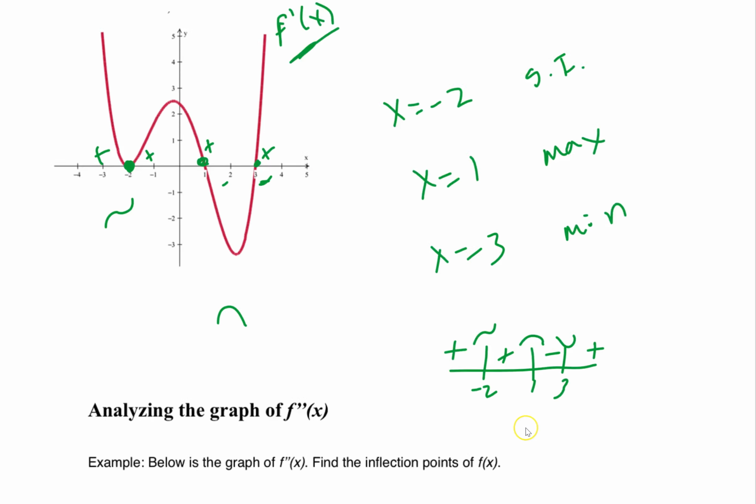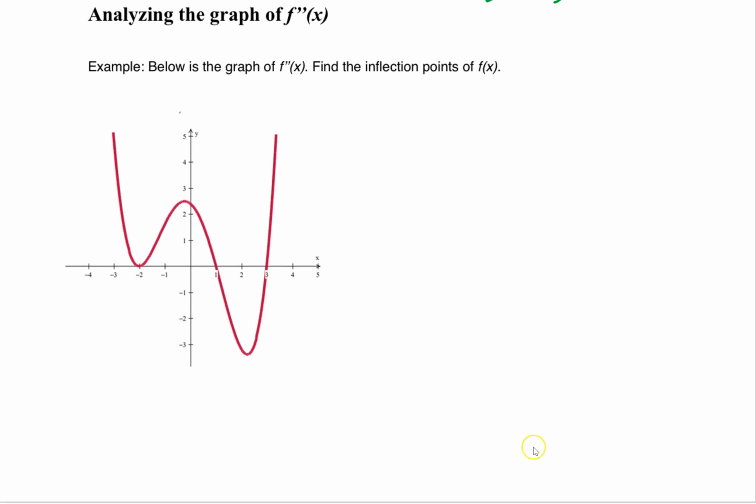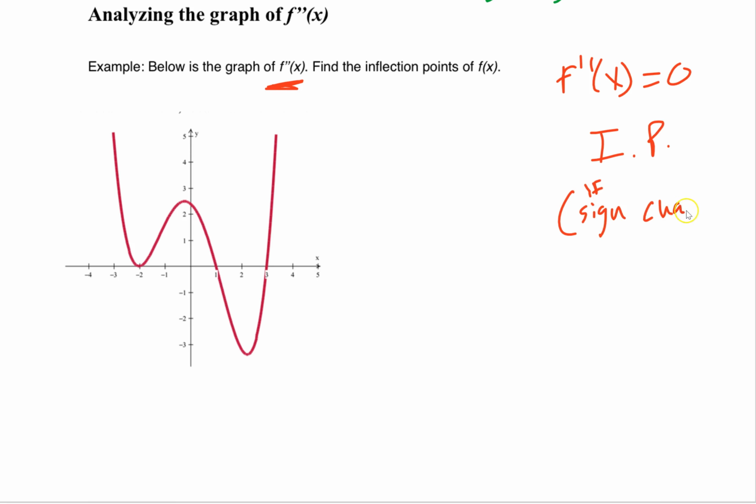Okay, one last thing. What if I give a second derivative of the graph, right? What's that going to tell me? Well, remember the second derivative? If it equals 0, it's an inflection point. But only if there's a sign change. Right? If there's not a sign change, it's not an inflection point.